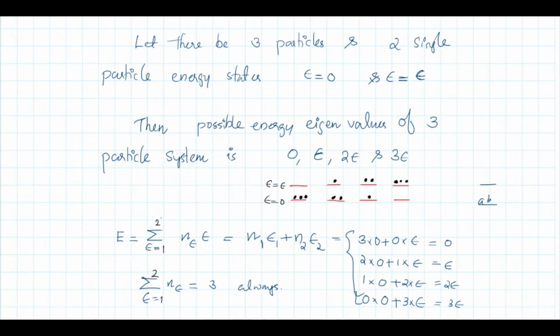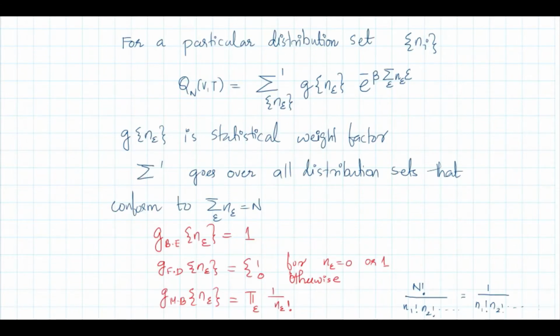One is AB in the lower state and C in the upper state. The other one is AC in the lower state and B in the upper state. The other one is BC in the lower state and A in the upper state. So there are three possibilities. For each distribution, if these particles are distinguishable, there are different possibilities, and that is known as the statistical weight factor.